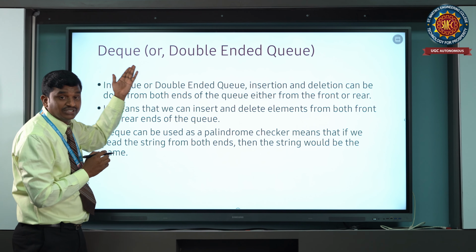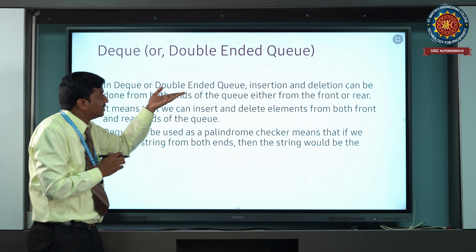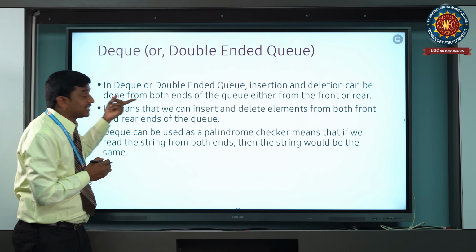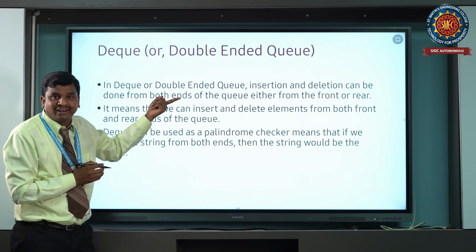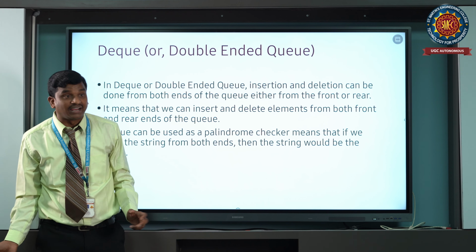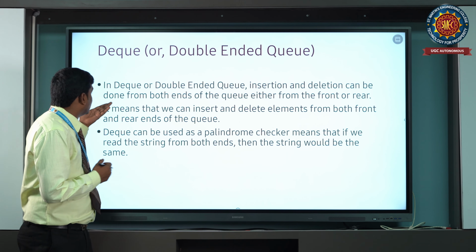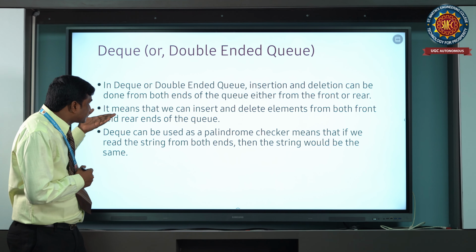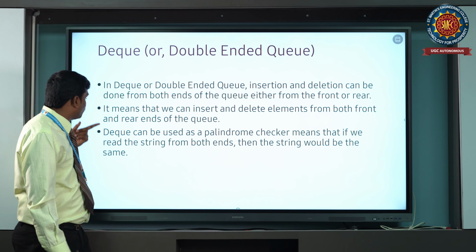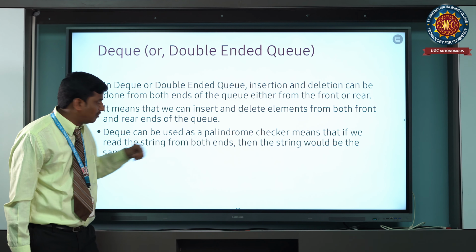So that we have to say this one. DQ. DQ is nothing but a double-ended queue. Insertion and deletions can be performed on both the ends, from the front side and from the rear side. It means that we can insert and delete elements from both front and rear of the queue.